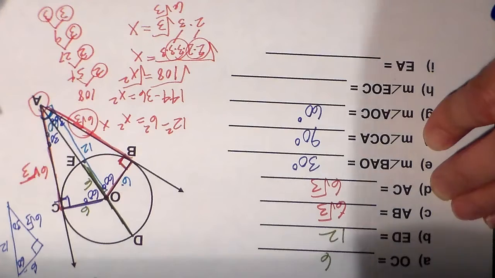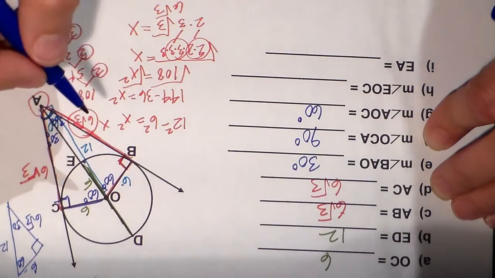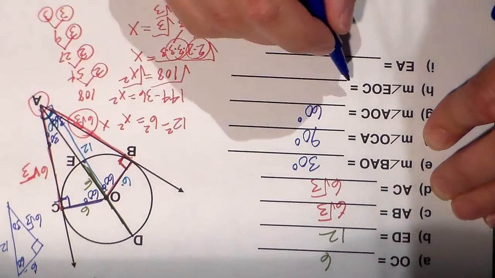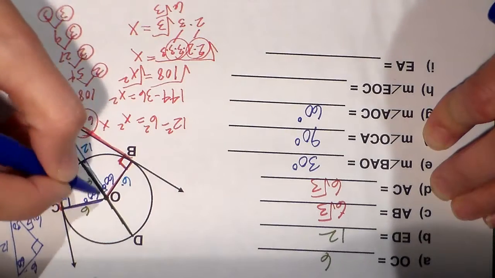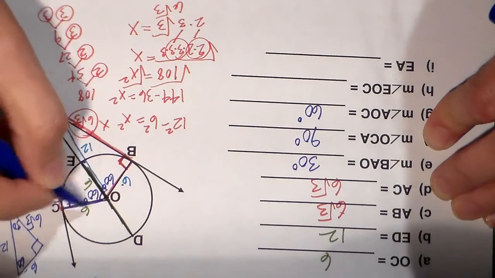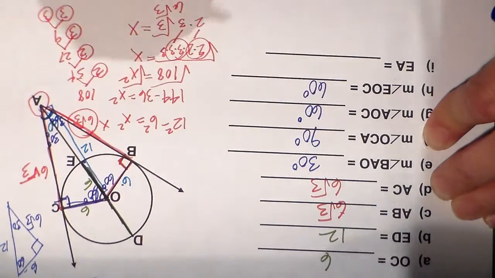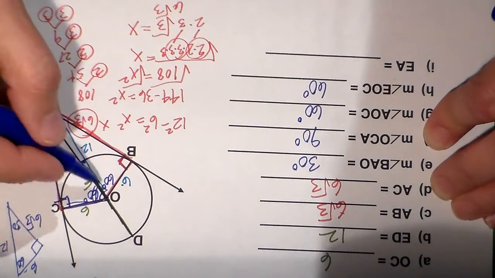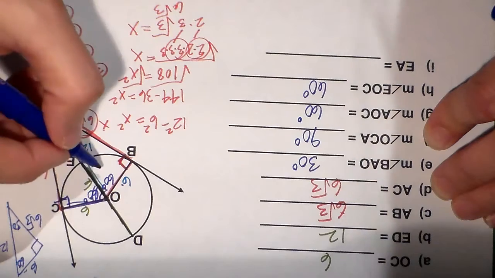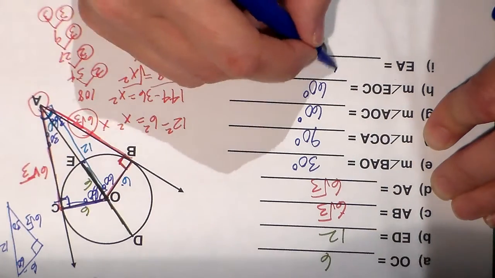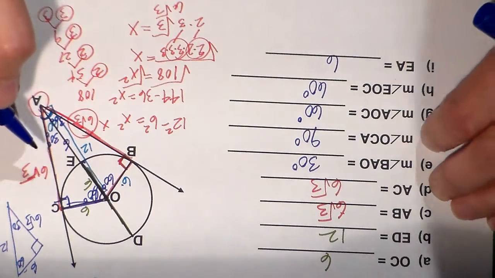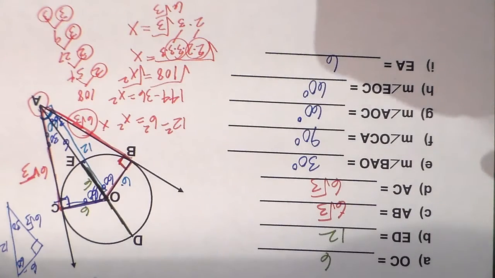EOC, we love taking those. EOC is also the same thing. Do you see how EOC is the same angle as AOC? So it's also 60. And then EA, well, if the whole thing is 12 and your radius is 6, what's EA? This piece is 6. Kind of confusing, but you have to look at all the segments in the tangent.